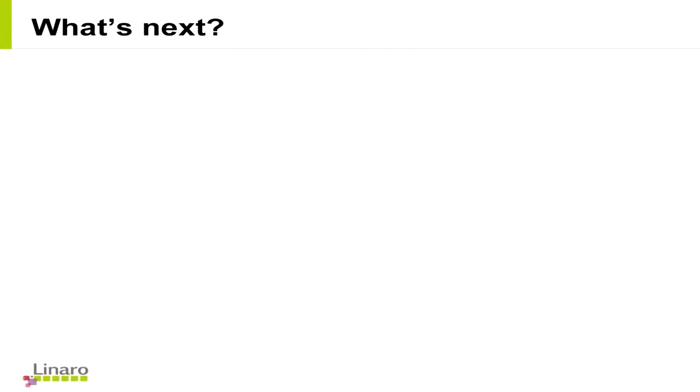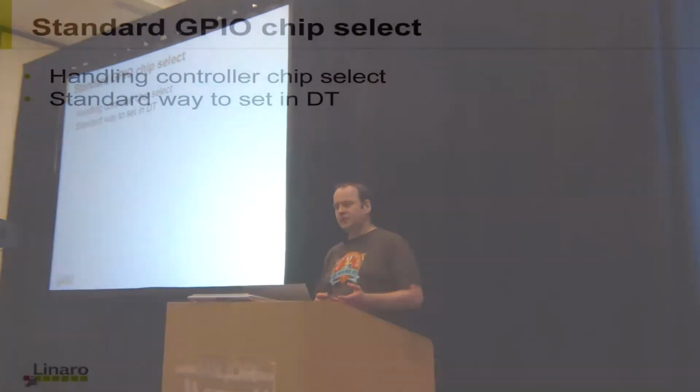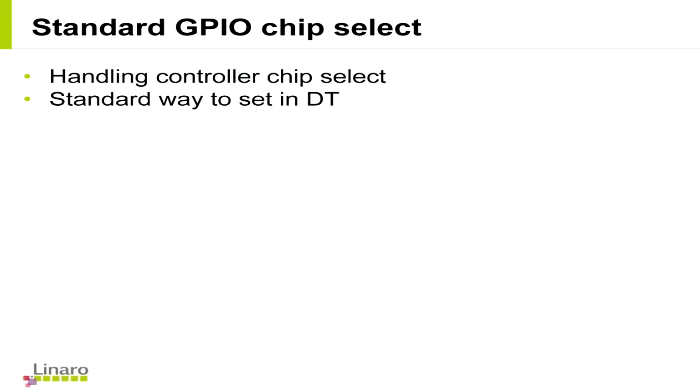So what's next for SPI? Well, there's a couple of more things that we can do in terms of factoring out common code. And I've mentioned that there's optimizations that you can do per message. That's the main focus. So in terms of factoring things out, the big thing is handling GPIO-based chip selects.